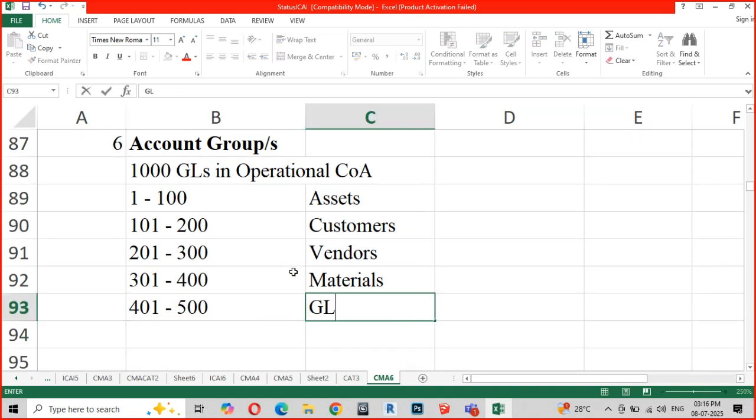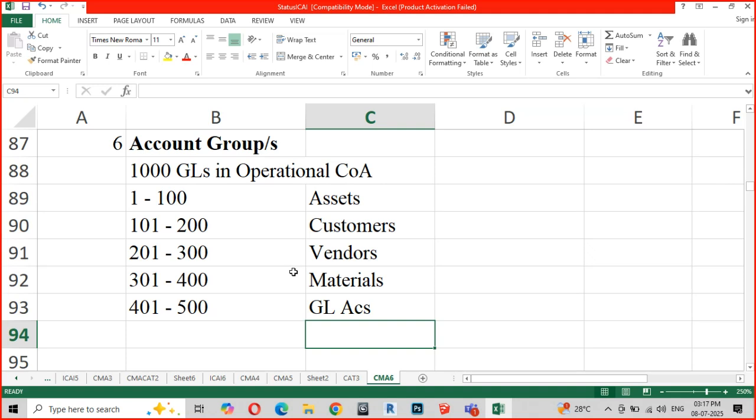General accounts. I can have material accounts. Materials I have already given. So this huge list of 1,000 general ledger accounts, I can classify them: GL accounts between 1 to 100 are related to asset accounting. Another block is related to customers, another to vendors, another to materials. Like this, I can have my own classification, or I can have a simple two definitions.